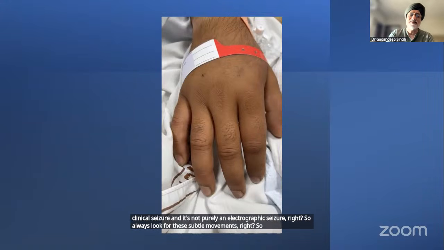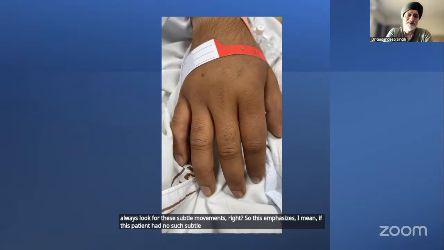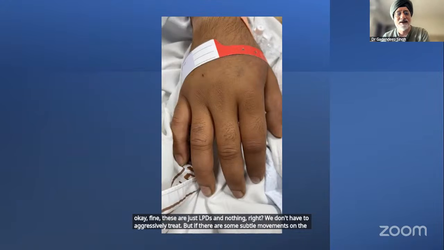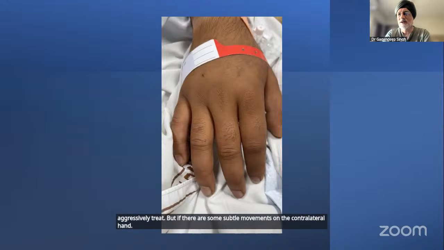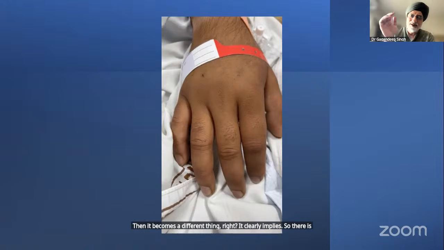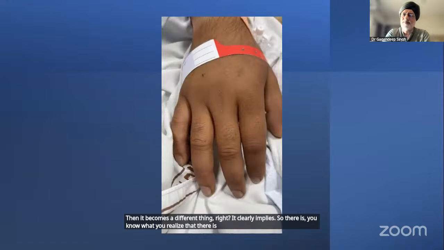If this patient had no such subtle movements, we would have said, okay, fine, these are just LPDs and nothing, we don't have to aggressively treat. But if there are some subtle movements on the contralateral hand, then it becomes a different thing, right? It clearly implies that there is a spectrum, a continuum, and this is where we come to the next slide.